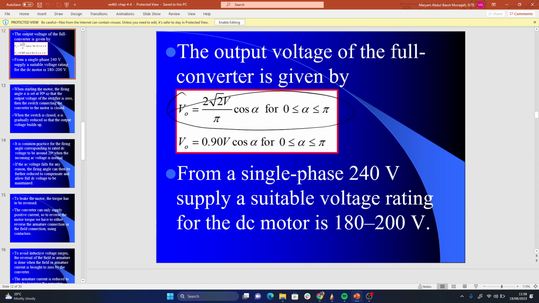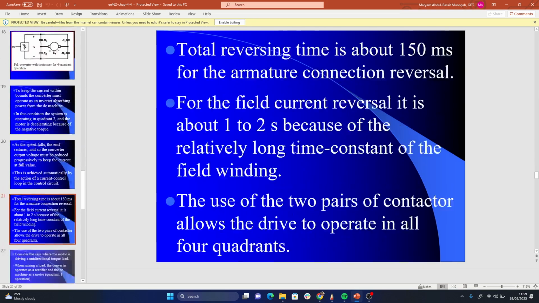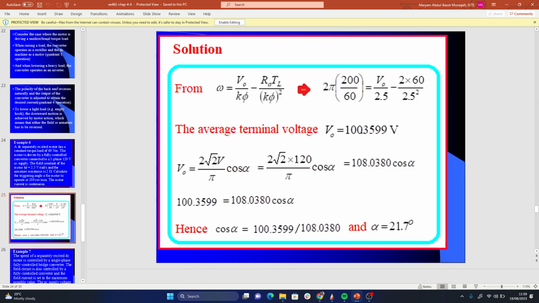So we have single phase semi-controlled, we have single phase fully controlled. Now we have single phase dual converter. Dual means what? Two, right? So now you have two separate sets of rectifiers connected to the armature of the motor. Are you following? So you have one set. So just read all these parts.